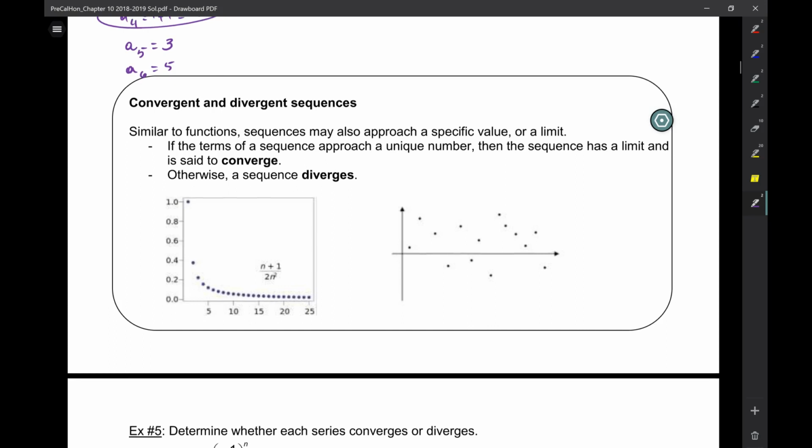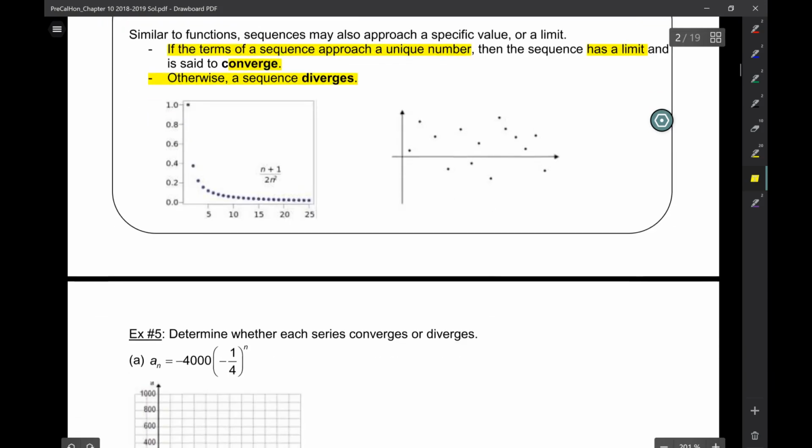Okay, so similar to functions, the terms in a sequence might eventually approach a specific value. We call that a limit, okay? If the terms of a sequence approach a unique number, then we say it has a limit and we say it converges. All right? Take a look at this one.